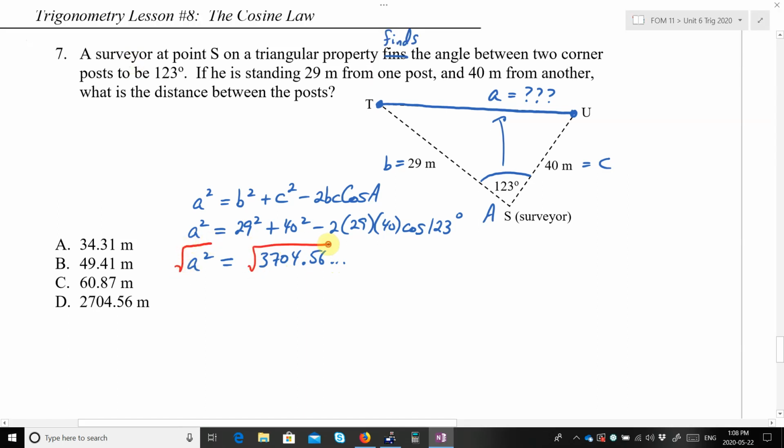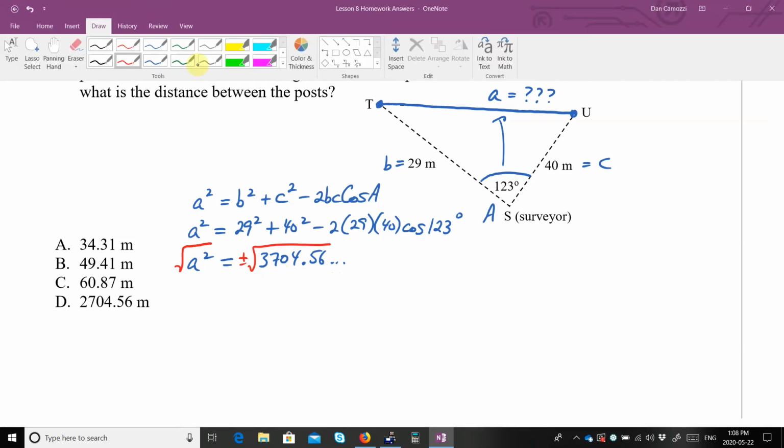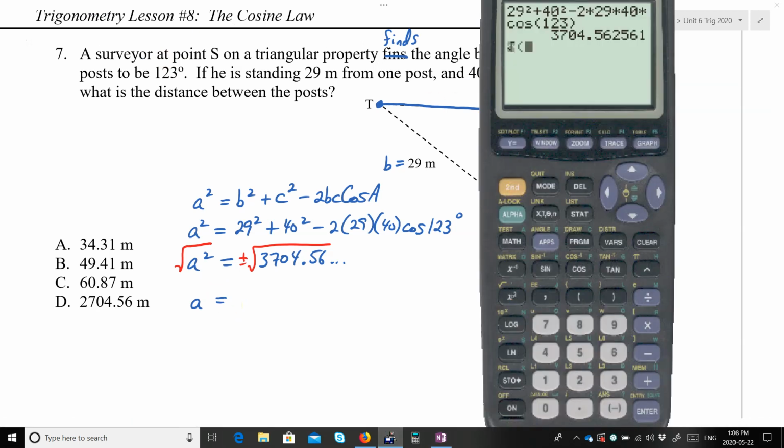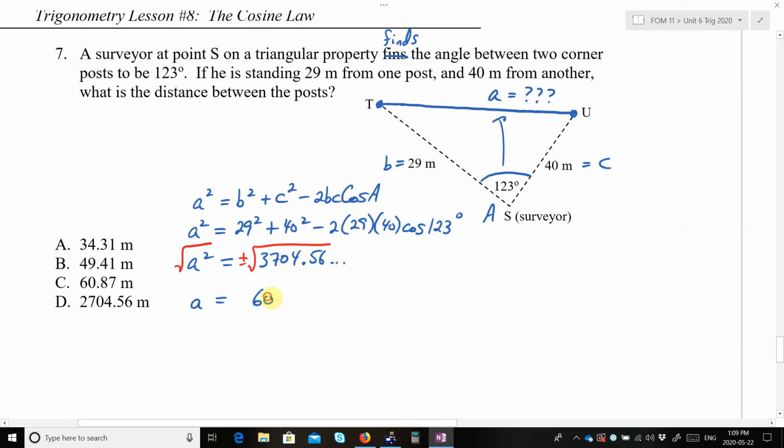Square root of a squared is a. Okay, I'm going to reject the negative answer because we're finding a length again, so go second function square root, second function answer. 60.9, well, to 2 decimal places, 60.87. And that is going to be in meters. And that is answer C, which it says in the answer key.